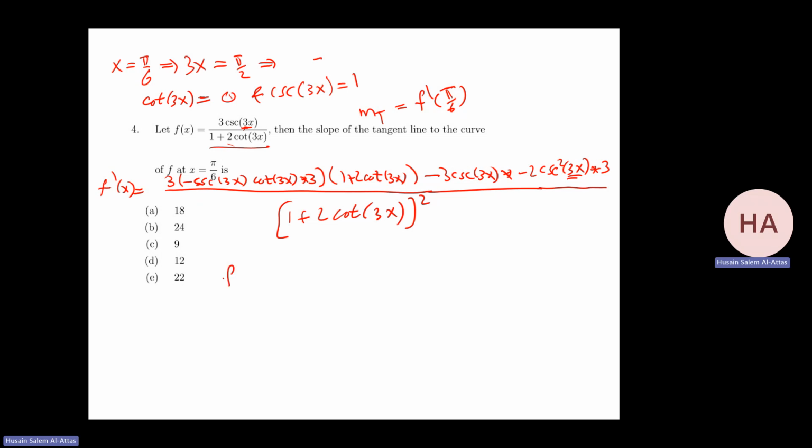So now I'll do f prime at pi over 6. That will be 3 times 0, this is 0, this is 0. Here I have minus 3 times 2 times 3, which is plus 18, times cosecant, that will be 1, over (1 plus 0 squared). And the answer is 18.